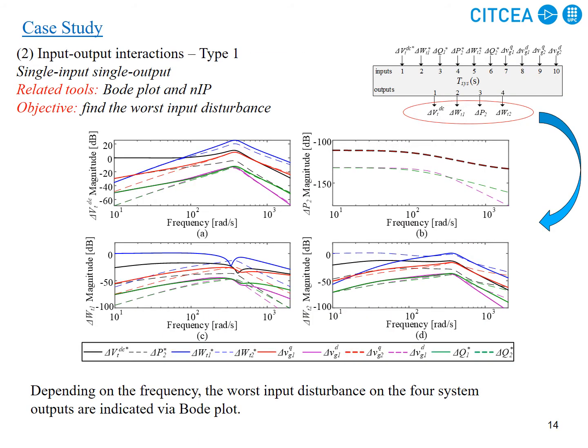With regard to input-output interactions, type 1, the main reason we are looking into this kind of interaction is to find what is the biggest input in terms of the largest amplification on the specific output. For this, we are plotting the Bode plot of this system, and for this specific output, as is clear here, the total energy 1 and total energy 2 are reference values, these are inputs.